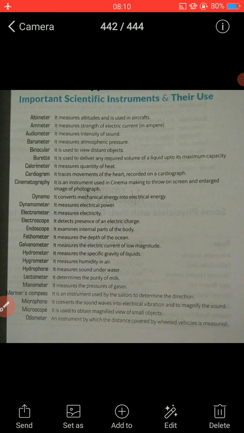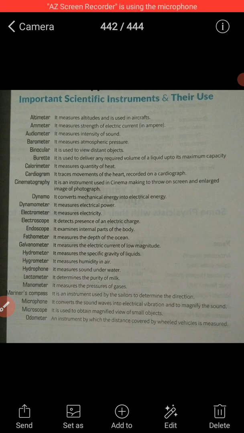Next, buret. Buret is an instrument which is used to deliver any required volume of liquid up to its maximum capacity. Then calorimeter. Calorimeter is an instrument which is used to measure the quantity of heat.